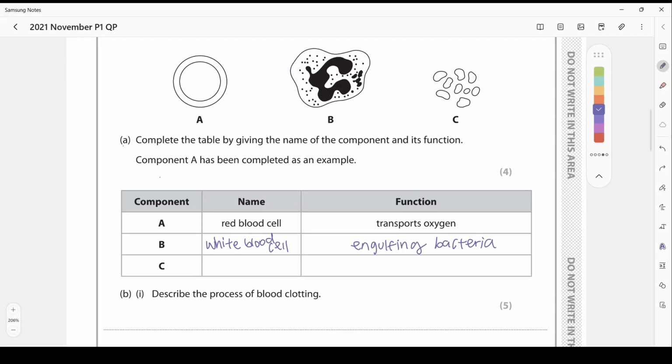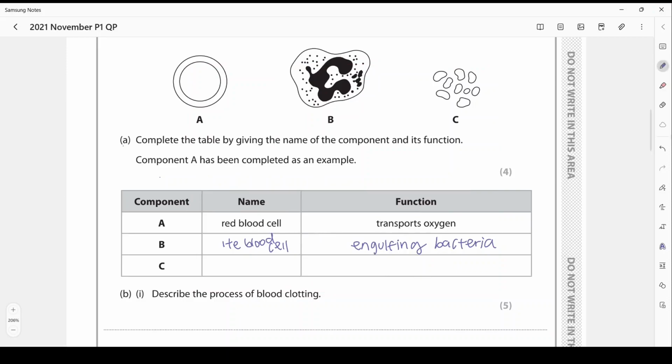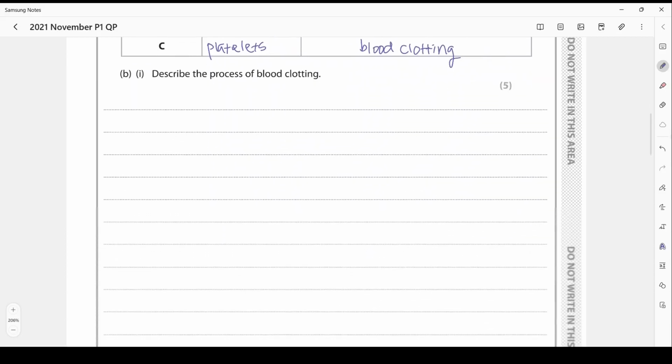Let me show you a diagram of a lymphocyte. So we can see here that this is a phagocyte. Now these two over here are lymphocytes, and lymphocytes are responsible for producing antibodies, which could then bind to the antigens on the pathogen. And then lastly, part C, that would be the platelets. And the platelets are responsible for blood clotting.